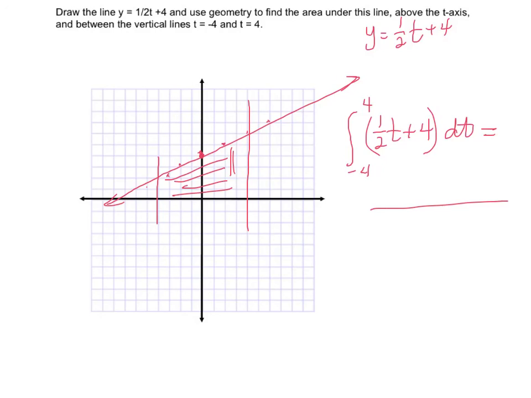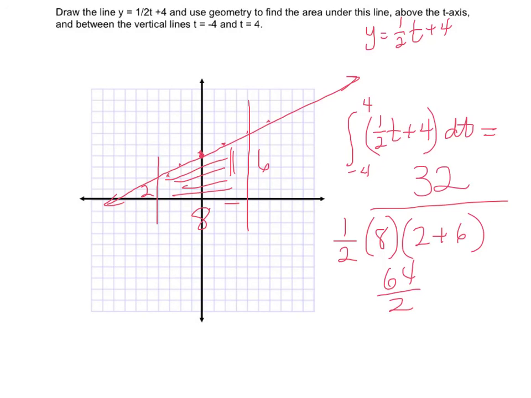All right, so it looks like a trapezoid. 1, 2, 3, 4, 1, 2, 3, 4. So this is 8, this is 2, and this is 1, 2, 3, 4, 5, 6. So 1/2 height, and then 2 plus 6. So 64 divided by 2 is 32 units squared.